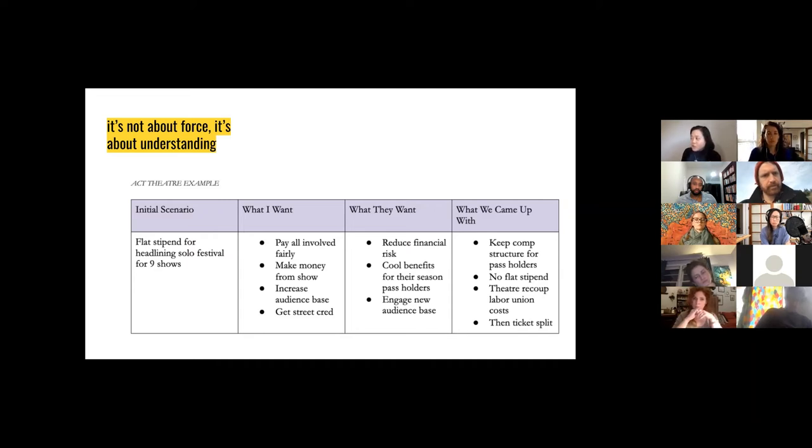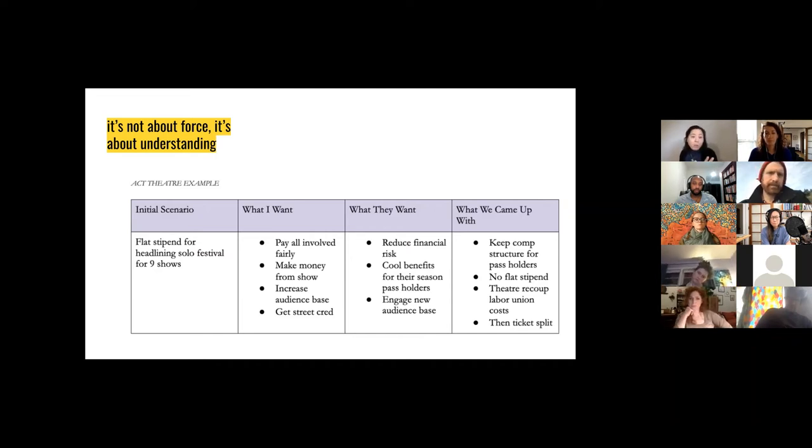So we had a conversation around it, and they said, well, typically this is our assumption of how many tickets we're going to sell. And I was like, okay. It was like 30 to 50% of the tickets. And I was like, okay. And then they said, and we're a labor union house. Our labor costs a lot of money and we're going to have to pay that money no matter what when we put up your show. It was a pretty big number. And I was like, okay.